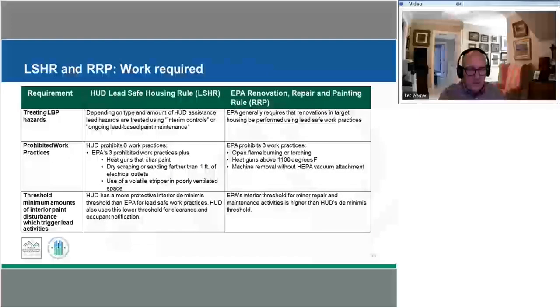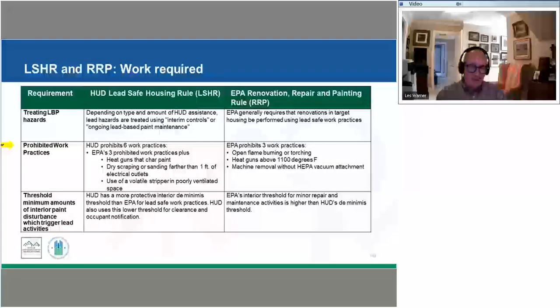Wanted to talk just a little bit about safe work practices, and we have some things that are prohibited. So EPA calls out and says you can't use an open flame or torch or heat gun above 1100 degrees or some kind of mechanical, like a belt sander without a HEPA vac attachment on that. So those sort of work practices are prohibited. And your contractors that are certified under the EPA regulation would be familiar with that.